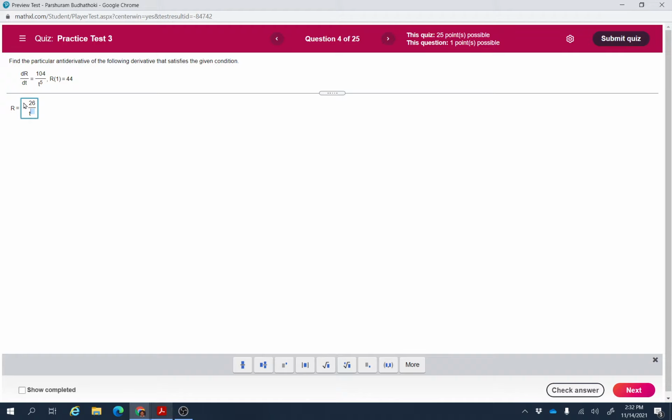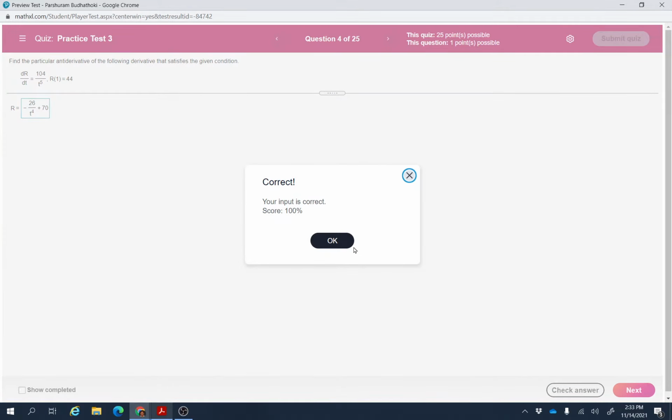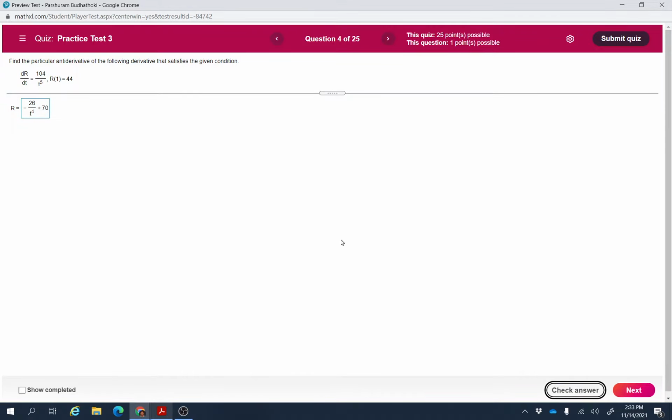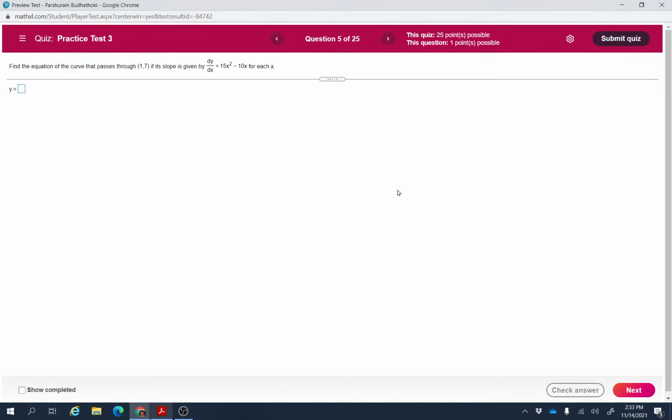Over t to the power 4 plus 70. That is the answer. That's the particular antiderivative. Okay, so let's go to the next problem. Let's go to problem number 5.